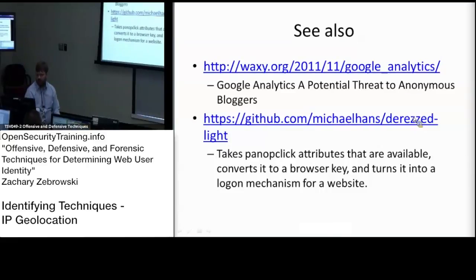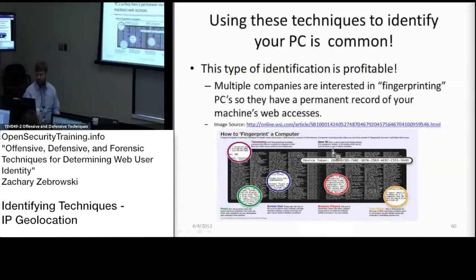DRES Lite is an excellent, I'm sorry, source code that basically takes the panoptic attributes and converts them into a browser key, which is sort of like a session identifier that uniquely identifies that browser. It doesn't really handle how your browser changes over time, but it's a good start. That's publicly released. It's very cool. And these techniques are common and they're not going away. Basically, they're very profitable, and if it's profitable, it's not going away.